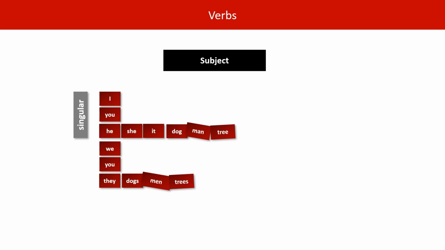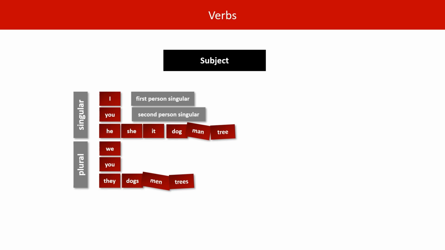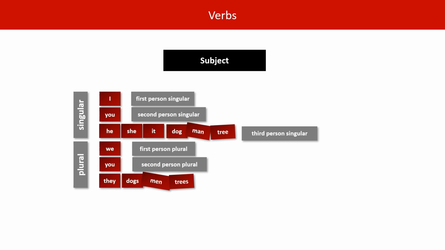The first 3 are the singular categories, and the second 3 are the plural categories. The top 3 are called first person singular, second person singular, and third person singular. The bottom 3 are called first person plural, second person plural, and third person plural. Every subject will fit into one of those 6 categories. And it's the category that determines what the verb looks like.